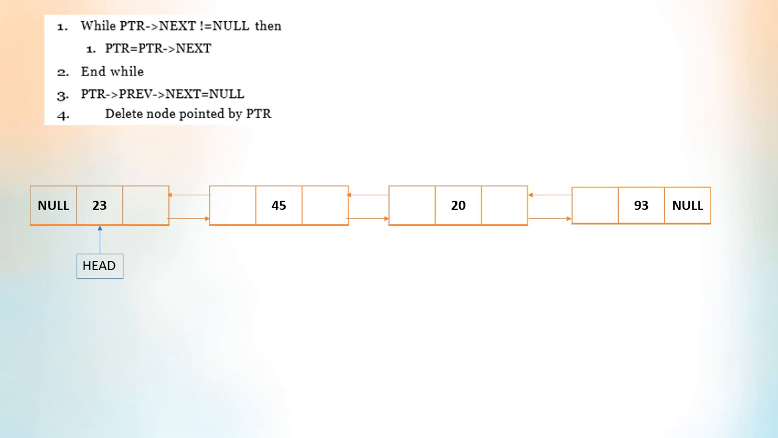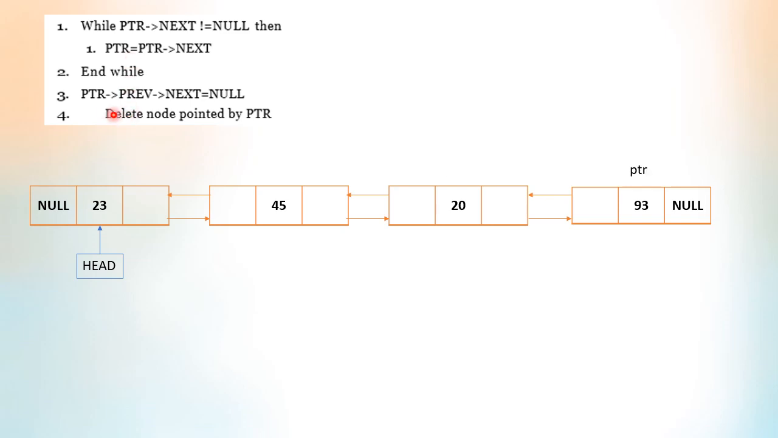Let's look at an example. So here this is the doubly linked list. We have to delete a node from the end of the doubly linked list. So here we are starting a pointer from head, and we are traversing through the doubly linked list until we reach the last node in the list. So pointer next is not equal to null is checked, and we are moving to the next node using this statement. So pointer is moved until it reaches the last node.